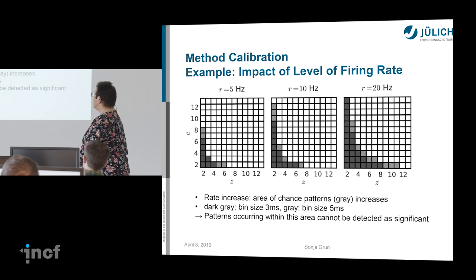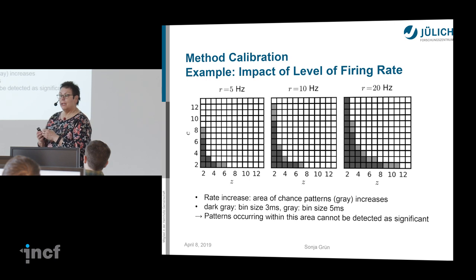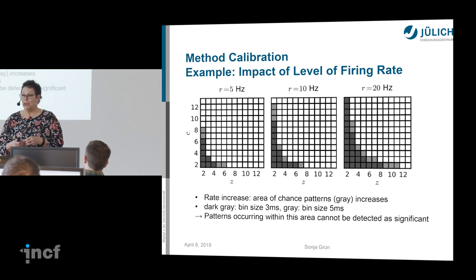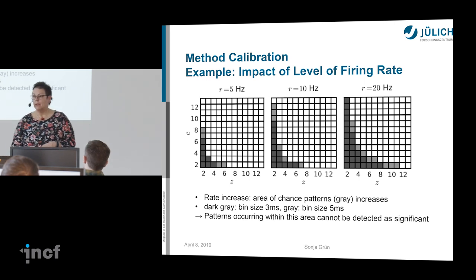So we have tested this as well, inhomogeneity across neurons. And our impression was, or what we tested was, that this is not affecting the method. But you need to make sure that your surrogates have the same inhomogeneity. Otherwise, you change more features of the data than the one you want to test for.